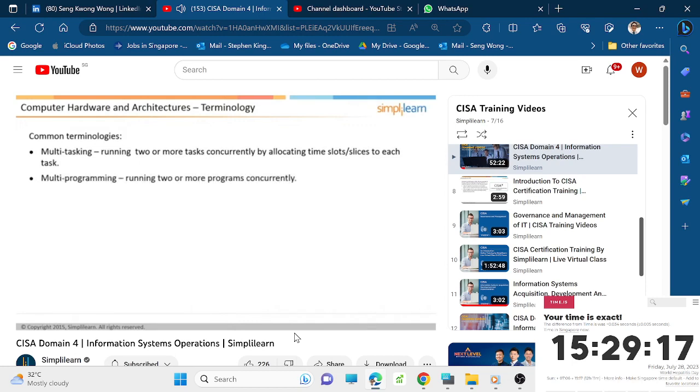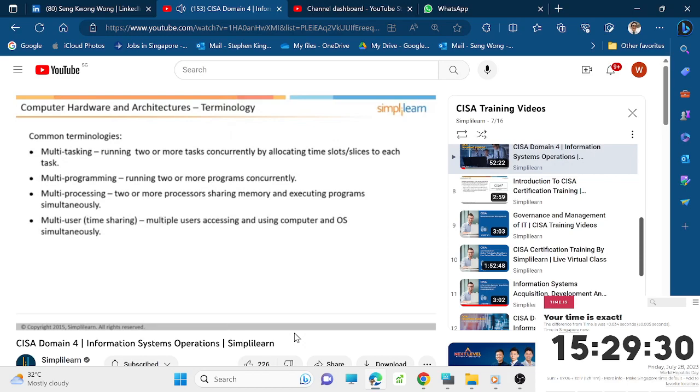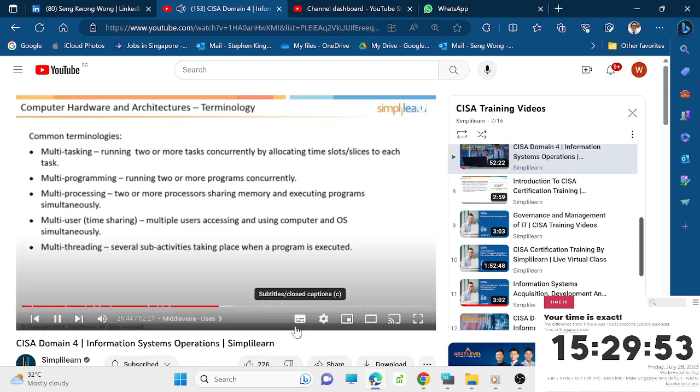Multiprogramming, on the other hand, refers to running two or more programs concurrently. Multiprocessing is another term used when two or more processors share memory and execute programs simultaneously. In multi-user or time-sharing environments, multiple users access and use the computer and the operating system simultaneously. Multi-threading describes a process in which several sub-activities take place when a program is being executed. There are numerous computer hardware developments that have occurred over time, as we shall see in the next screen.